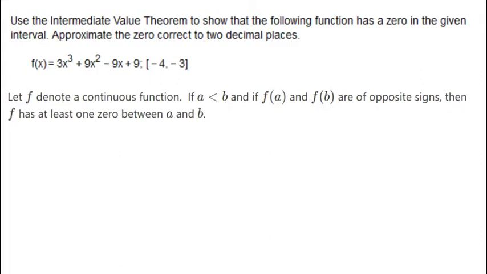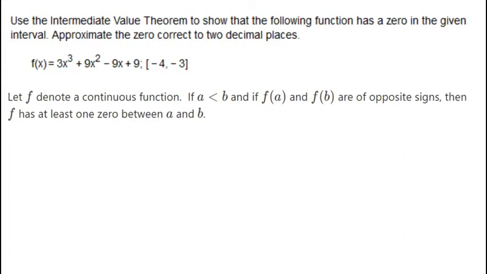I've written out the intermediate value theorem here. Let f denote a continuous function. If a is less than b, and if f of a and f of b are of opposite signs, then f has at least one zero between a and b. So in order to prove that there is a zero on this interval from -4 to -3, we need to show that the y values at those points have opposite signs. So I'm going to use my calculator to help me show this.